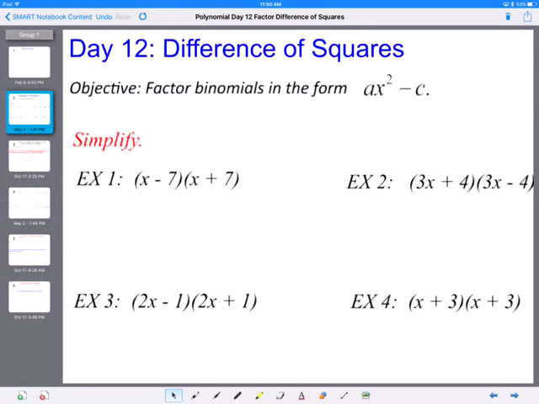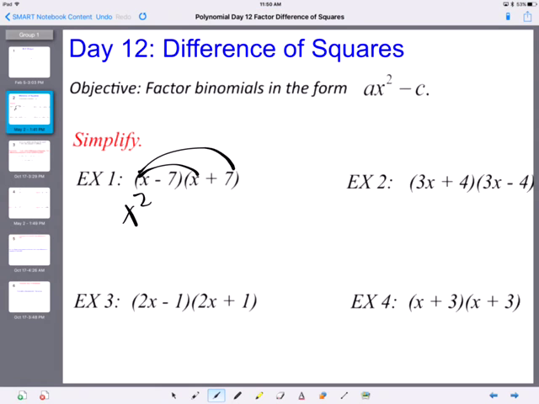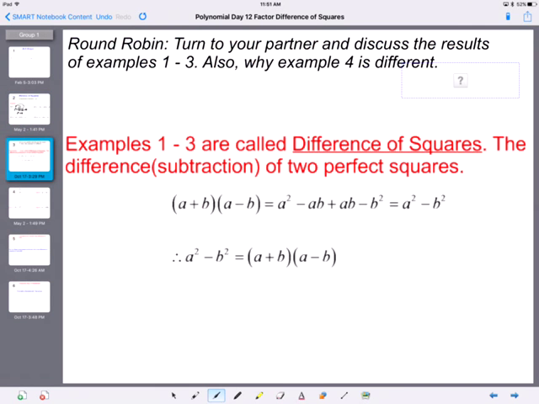x plus 7, when we distribute that, x times x is x squared, x times 7 is positive 7x, negative 7 times x is negative 7x. Negative 7 times 7 is negative 49. Our 7x and our negative 7x cancel out, and we're left with x squared minus 49. So remember, distributing is multiplying. So today what we're going to talk about is the difference of squares.